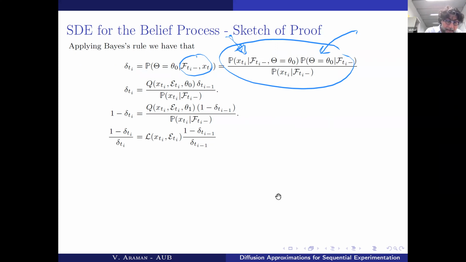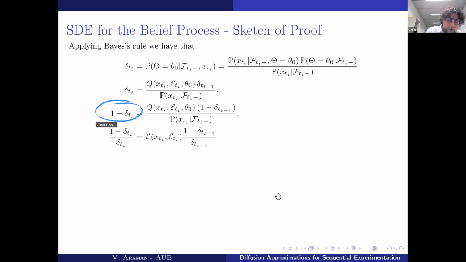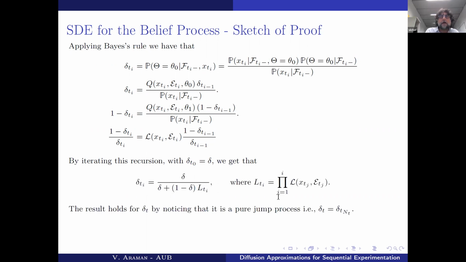And I can also write the same way 1 minus delta t, which is the condition given theta equals theta 1. Same thing, applying the same Bayesian rule. The only difference is that I have a Q with theta 1 and the other one will have Q with theta 0. And I'll take the ratio between these two. By taking the ratio, the likelihood function that I mentioned earlier appears, and some recurrence that I can iterate. And by iterating, I can show that delta ti is in fact equal to my initial value, delta.